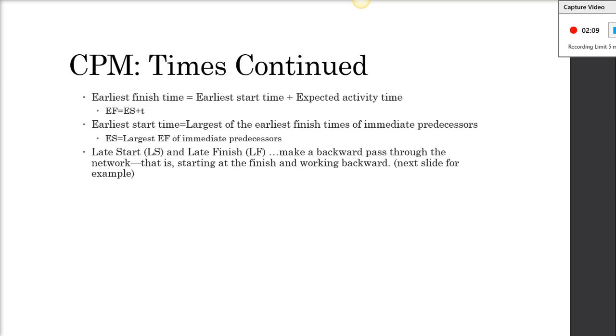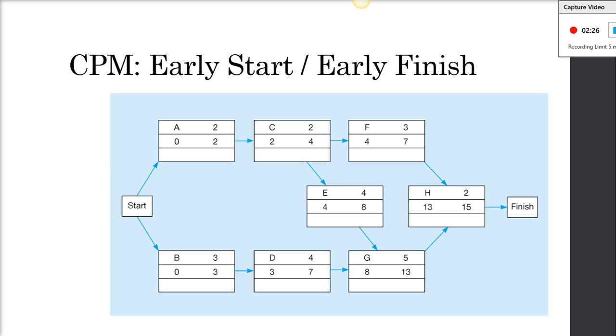There are some formulas to determine that, but essentially we're going to do a forward pass through our route, and determine the earliest finish and earliest start times, and then we're going to do a backwards pass to determine the late start and late finish times. So using the values from a few slides ago, we know that there's no precedent activity before A or B, so we're going to start at 0.